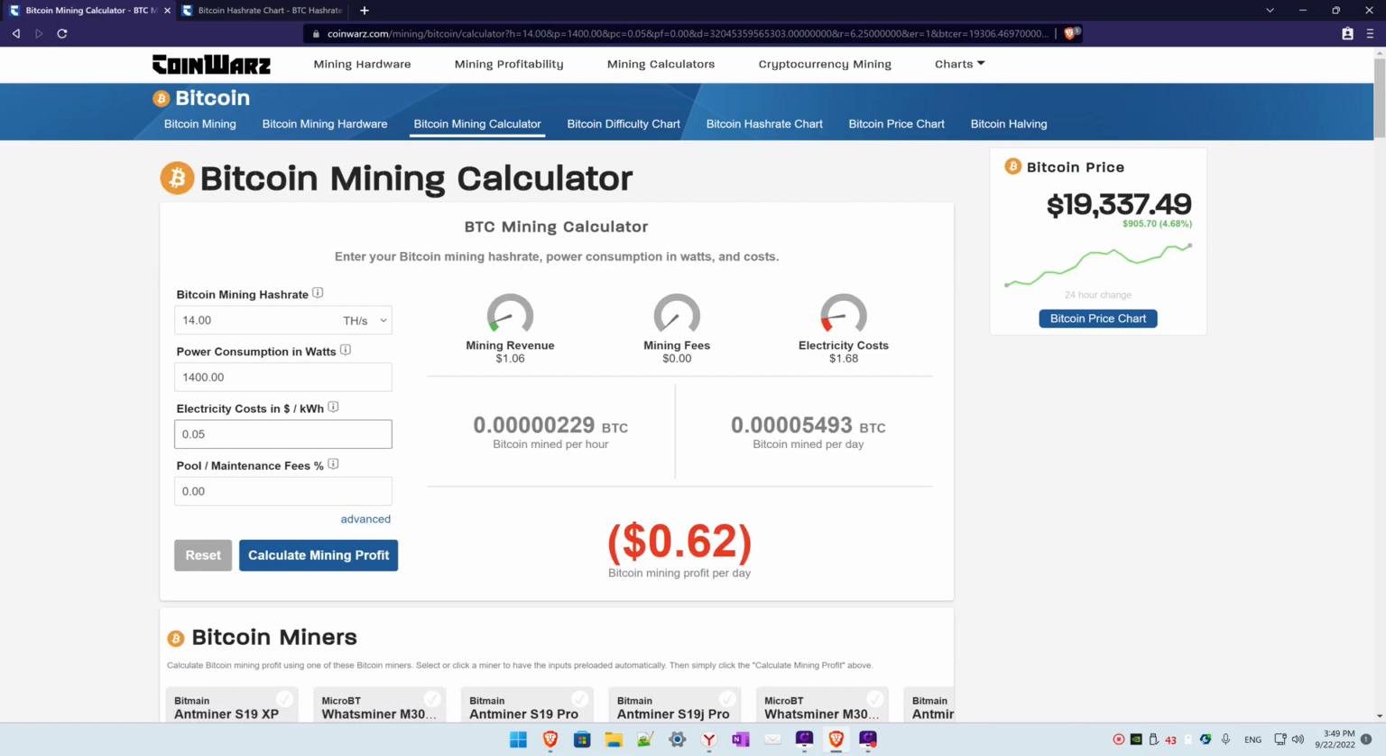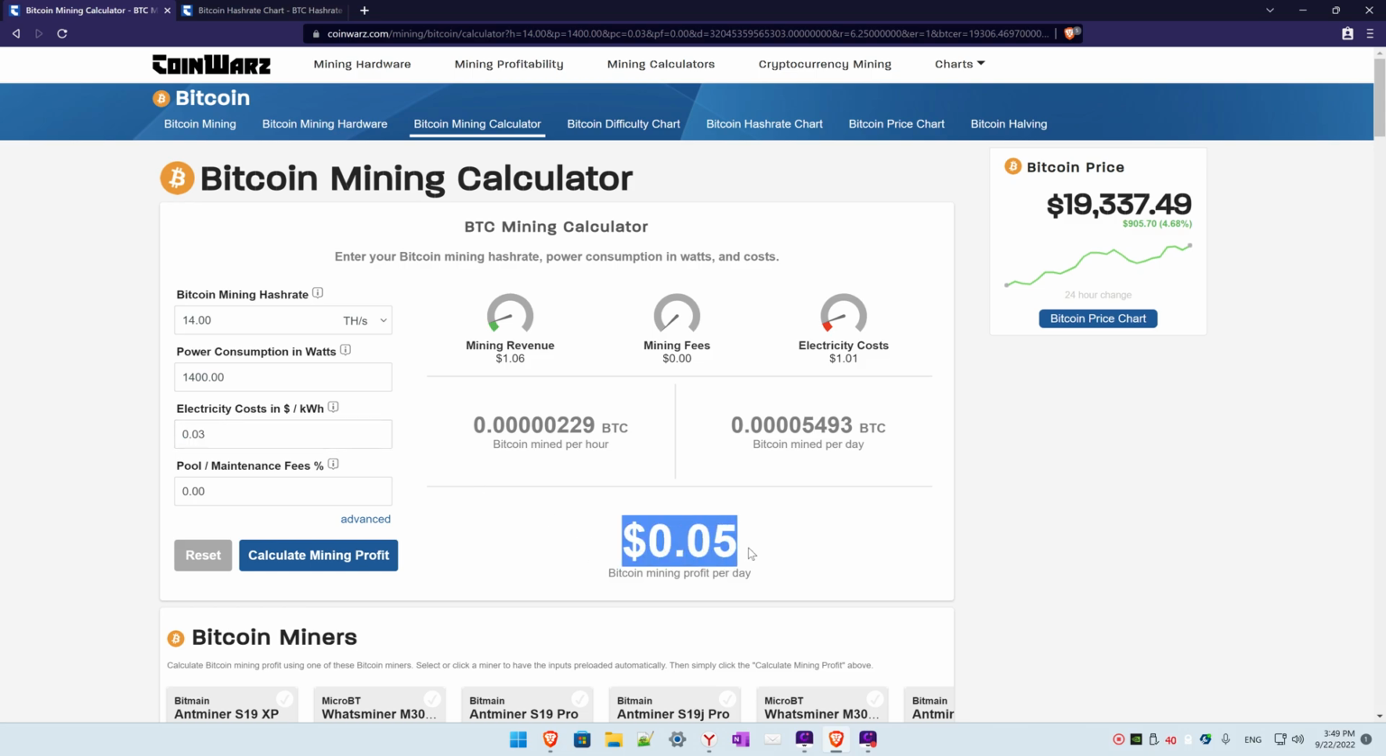You see how I changed it to 5 cents? I'm still negative, right? Because S9s are so slow and so old that even when I increase it to 4 cents, you're still not profitable. The only way you can run these S9s is if you go to 3 cents. Now, who has 3 cents? Barely anyone has 3 cents on the whole planet. That's basically impossible to get.